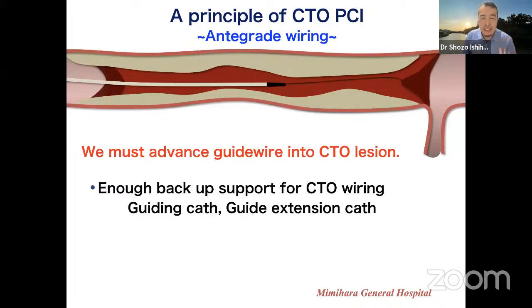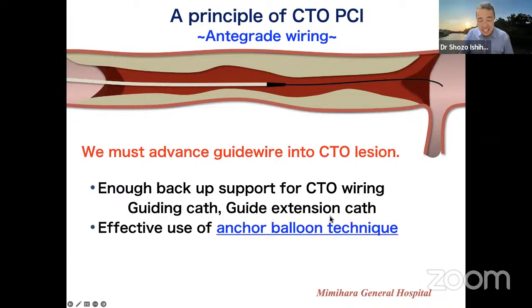So we must advance the guide wire into the CTO region. Of course, wire escalation and wire selection are important, but the main purpose is to advance the wire into the CTO and of course cross the region, so we should get enough backup support for CTO wiring. It means including guiding catheter or guide extension catheter, support microcatheter, something. I'm sorry, I have limited time, so I can't mention the guiding catheter section. But as you know, it's very important.